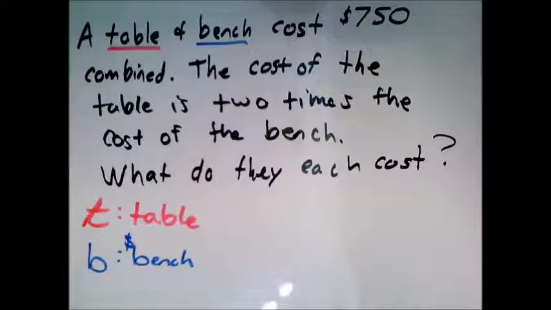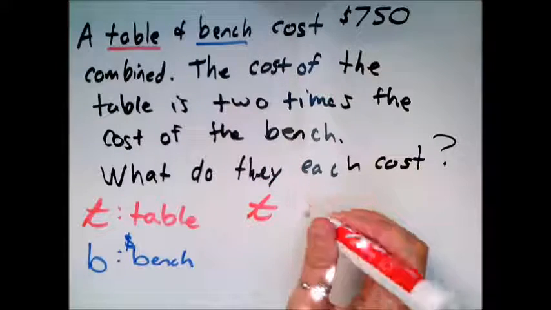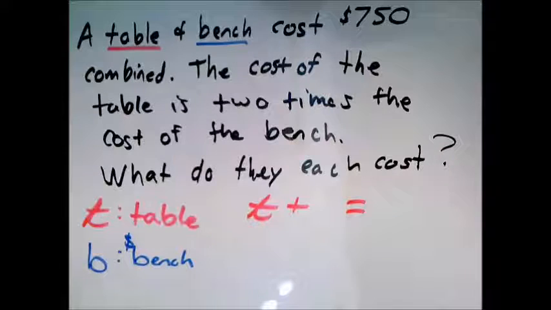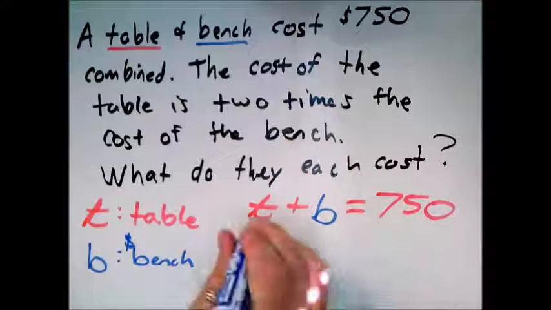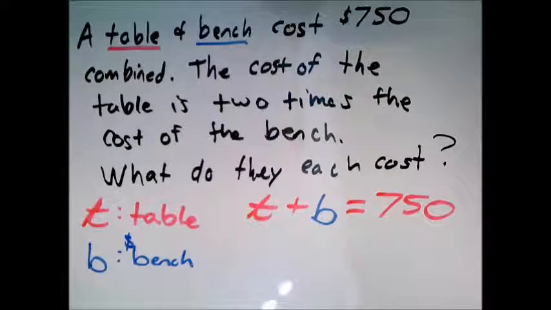So if we read this, a table and a bench cost $750 combined. So what operation does that make us think of? Well, it's the total of their prices. So total is addition. So I know the table plus the cost of the bench should equal $750. So table price plus bench price. So maybe one's 700, maybe one's 50, maybe one is 600, maybe one's 150. We're trying to figure out, but we know the total is 750.